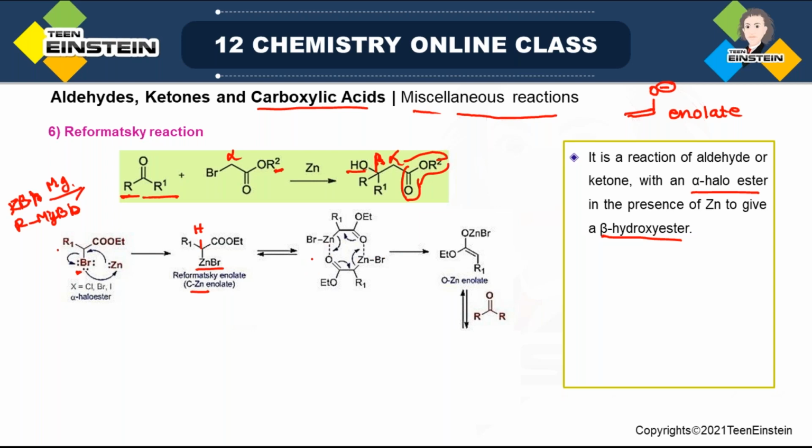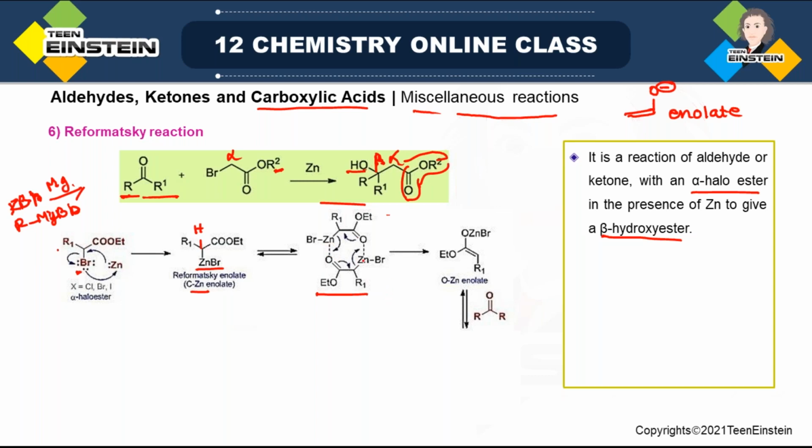next there is equilibrium sign. So if you take two of this carbon Zn enolate, and if you write one molecule in this orientation, another molecule in this orientation, both are actually same molecule. Look, R1, then CZnBr, then COOEt. So you have to write these two molecules in this way, and there is interaction between Zn and O, which is shown by dotted line.